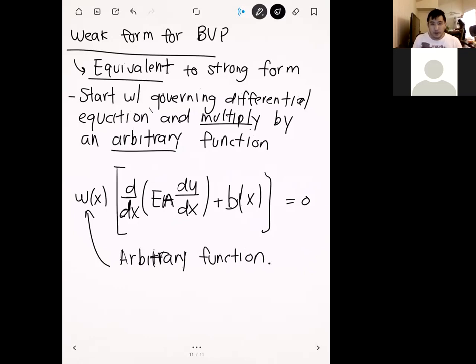Okay? And so I think it's really fair to ask at this point, so what is W of X? What are the requirements on it? And how is this going to help us? All those questions will be answered throughout the lecture today. But I do want to say one requirement for W of X.